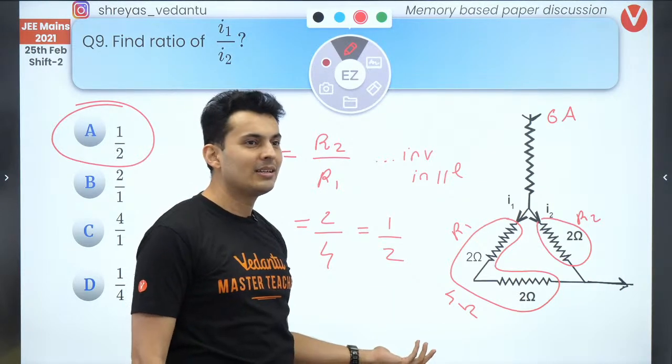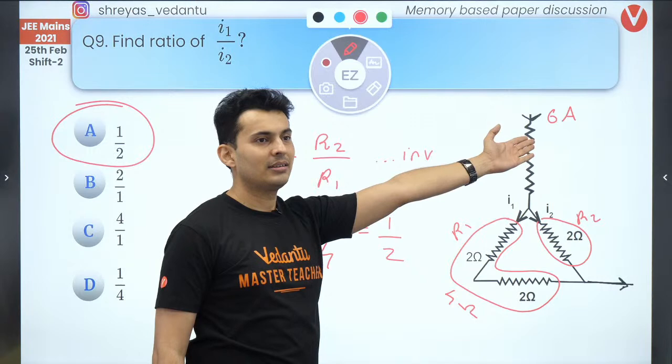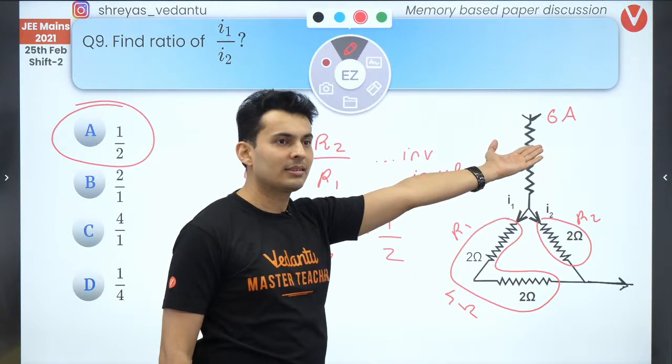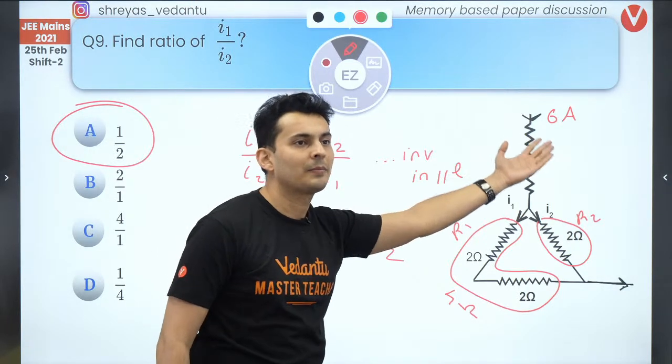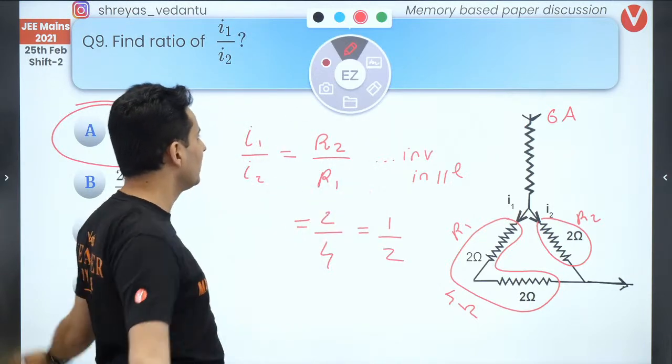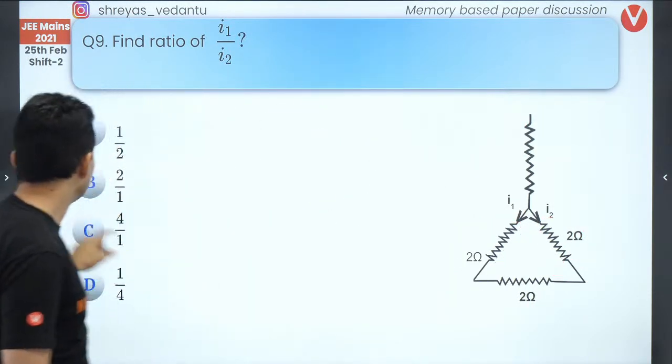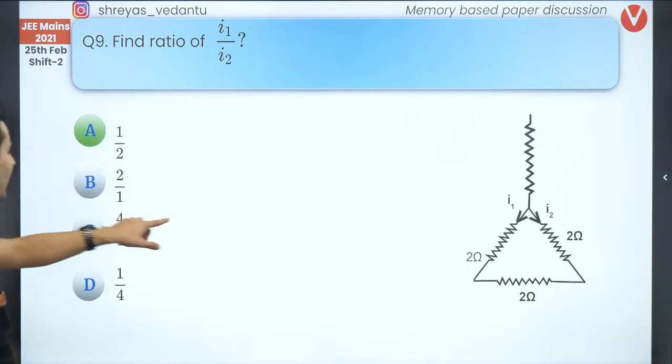I hope this is clear. This 6 ampere is useless. I hope this is very clear. This was inversely related. Okay, cool. Let's get going. Option A is correct.